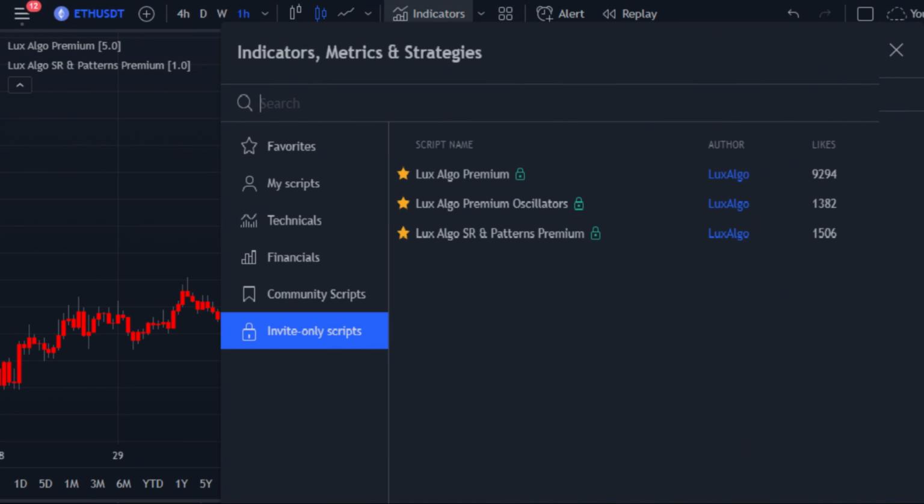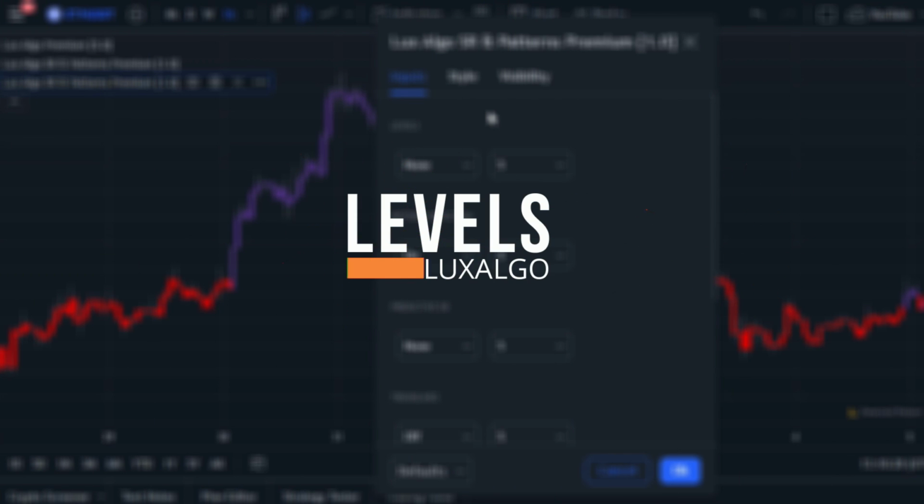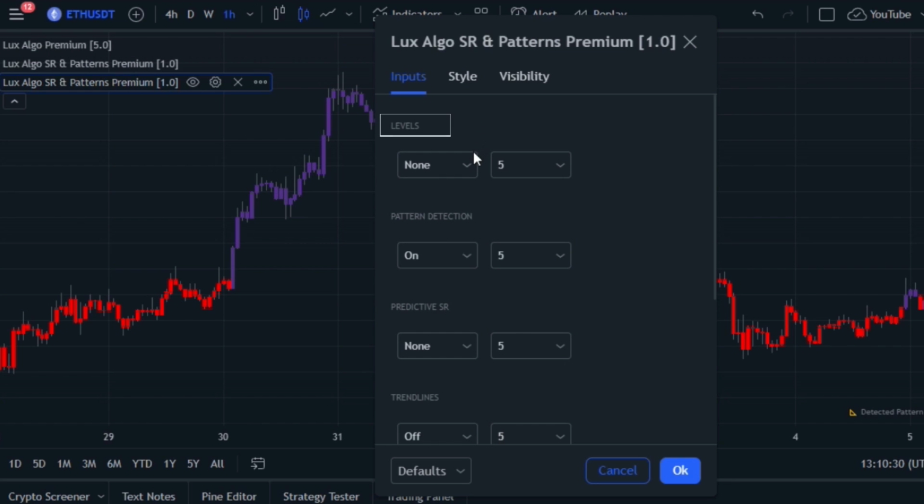To add SR and Patterns Premium to your chart, go to Indicators in TradingView. Go to your Invite Only scripts on the left, then select SR and Patterns Premium by Lux Algo. The Levels category displays multiple types of horizontal supports and resistances on your charts.